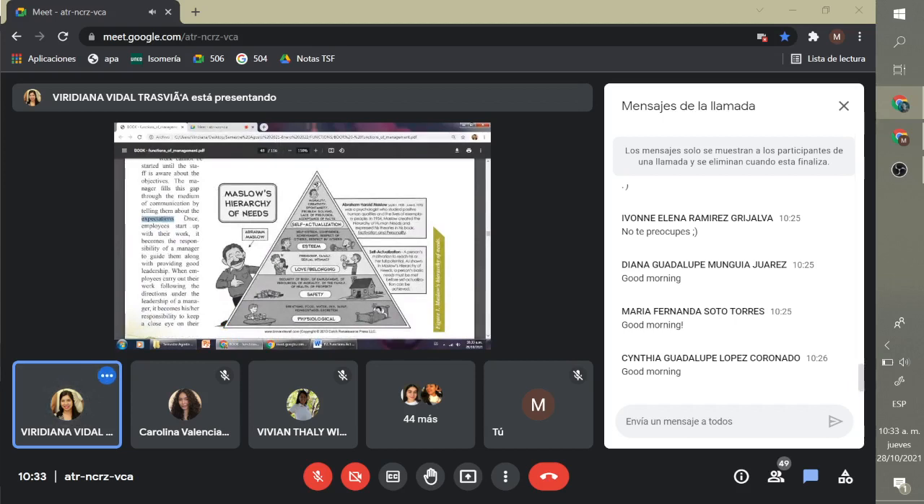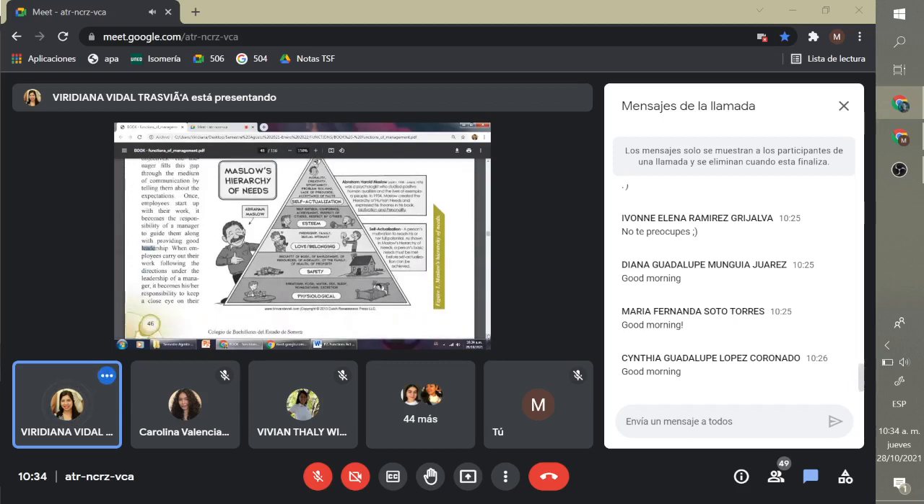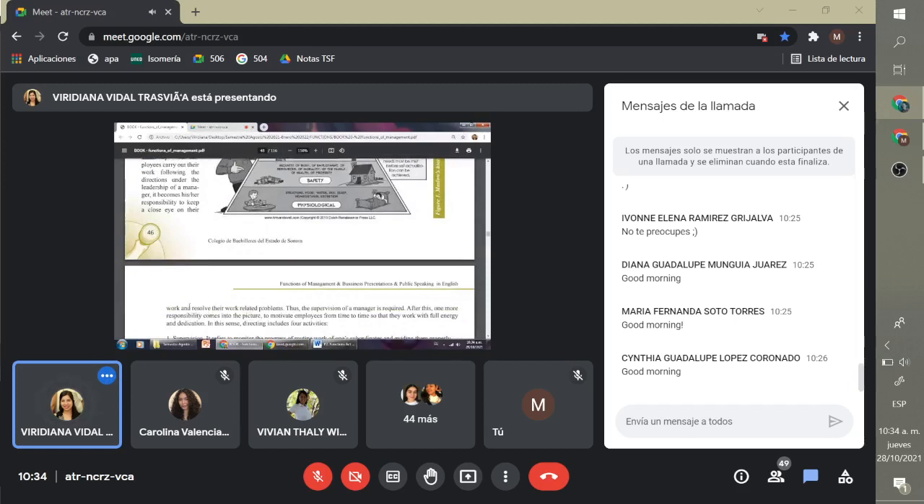Once employees start up with their work, it becomes the responsibility of a manager to guide them along with providing good leadership. Okay, you can be a manager, but being a good leader. When employees carry out their work following the directions under the leadership of a manager, it becomes his or her responsibility to keep a close eye on their work and resolve their work related problems.